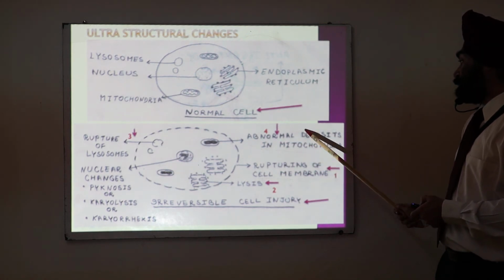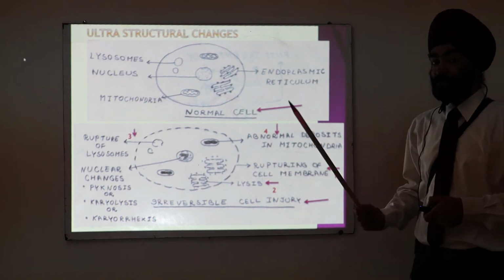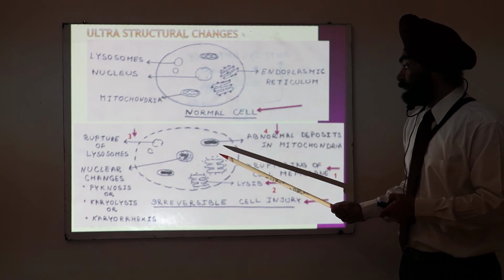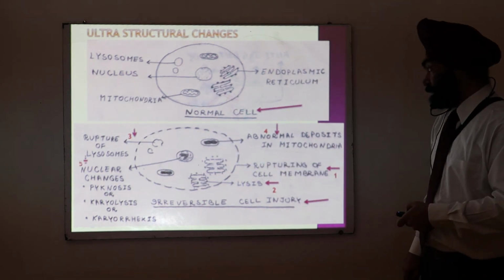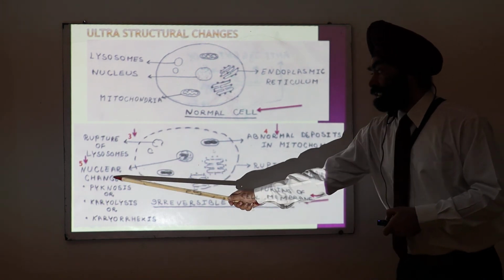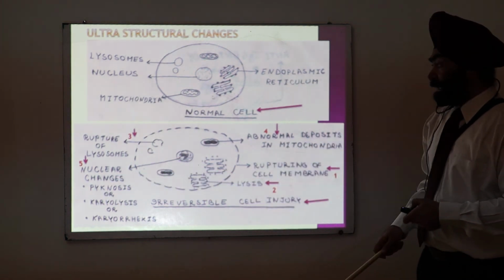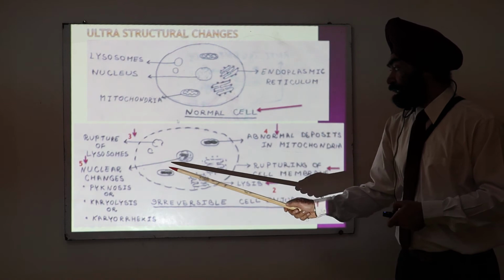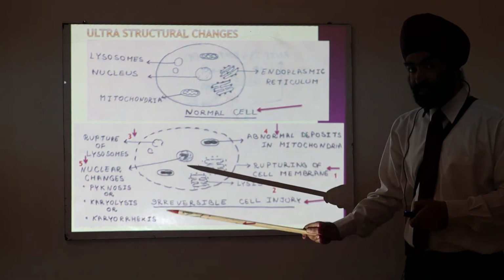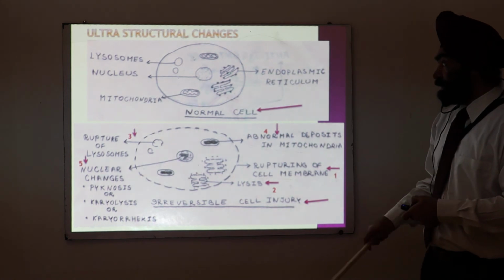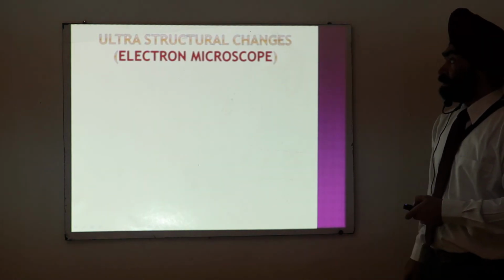Then abnormal deposition in the mitochondria. If you remember, calcium is excessively deposited in the mitochondria, so you can see these abnormal deposits in the mitochondria. Then nuclear changes. I will discuss nuclear changes in the next slide. These nuclear changes can be seen, which are called pycnosis, karyolysis or karyorexis. I will discuss again what those are.